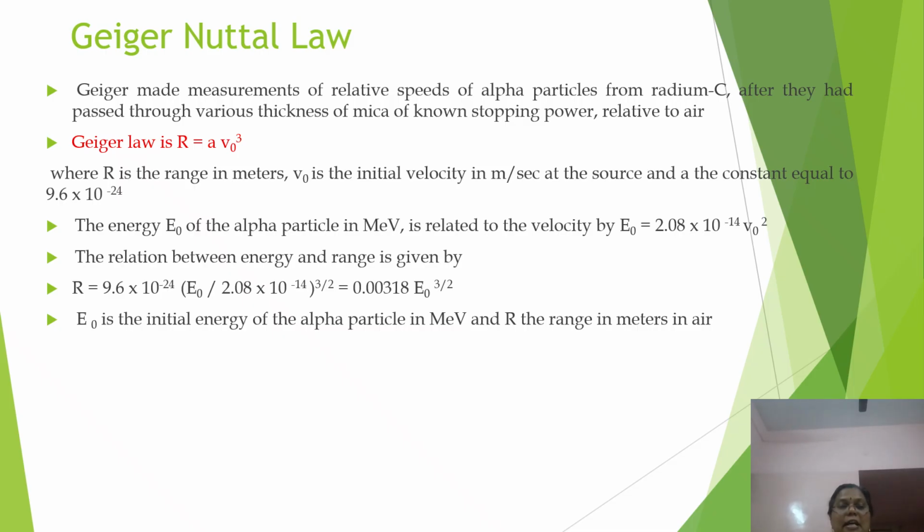initial velocity. The energy E naught of the alpha particle is related to the velocity, and is found to be 2.08 times 10 to the power minus 14 times V naught squared. By rearranging and finding the relation between the energy and the range, the R value is estimated to be around 0.003 E naught to the power 3 by 2. What is E naught? It is the initial energy of the alpha particle in million electron volts, and R is the range in meters.